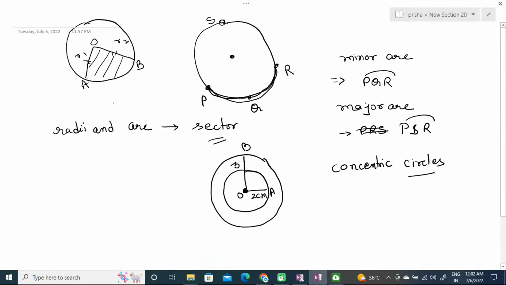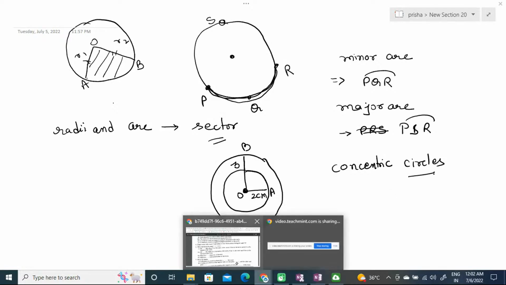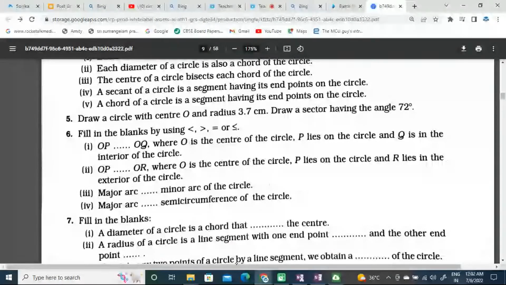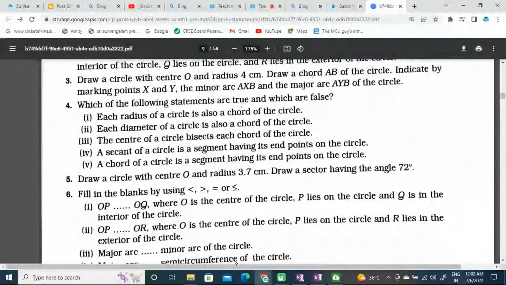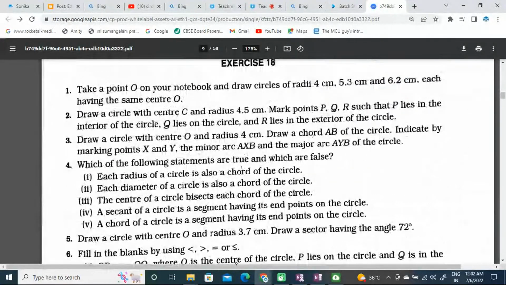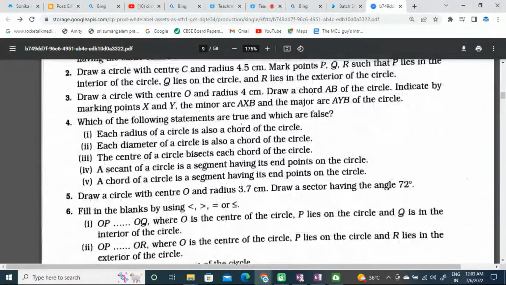Concentric circles. Now this exercise is a little bit difficult. We have to draw the circle, and I will send you the video. Okay. Now comes to the true false. Question number 4.